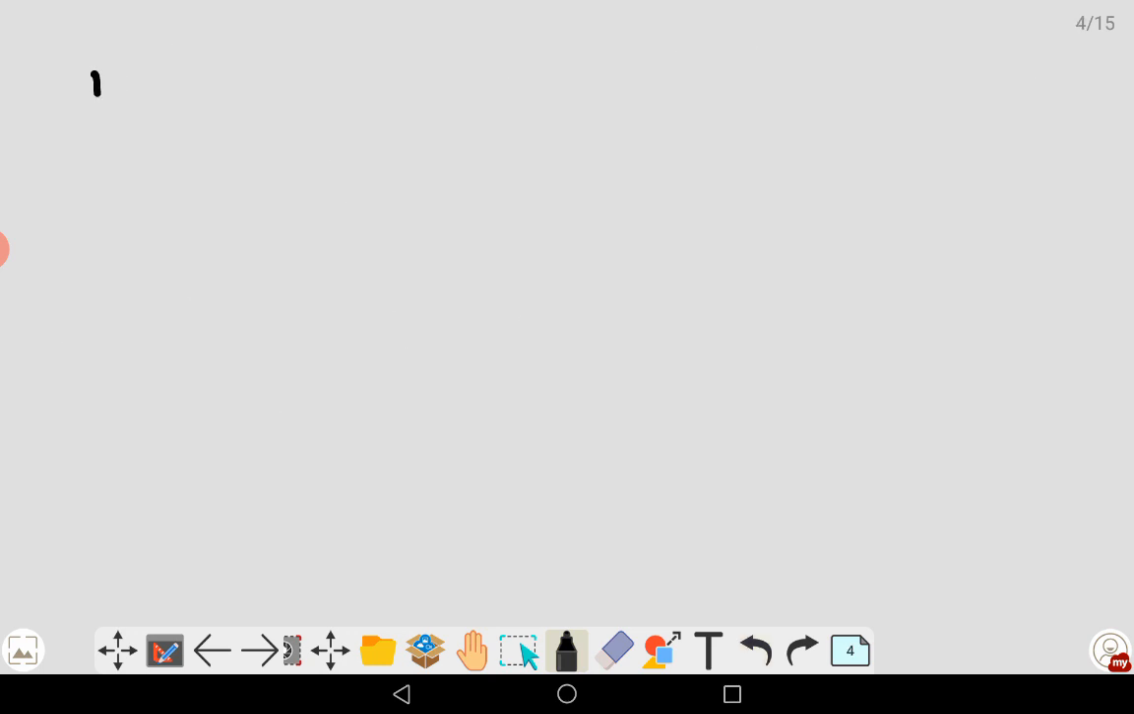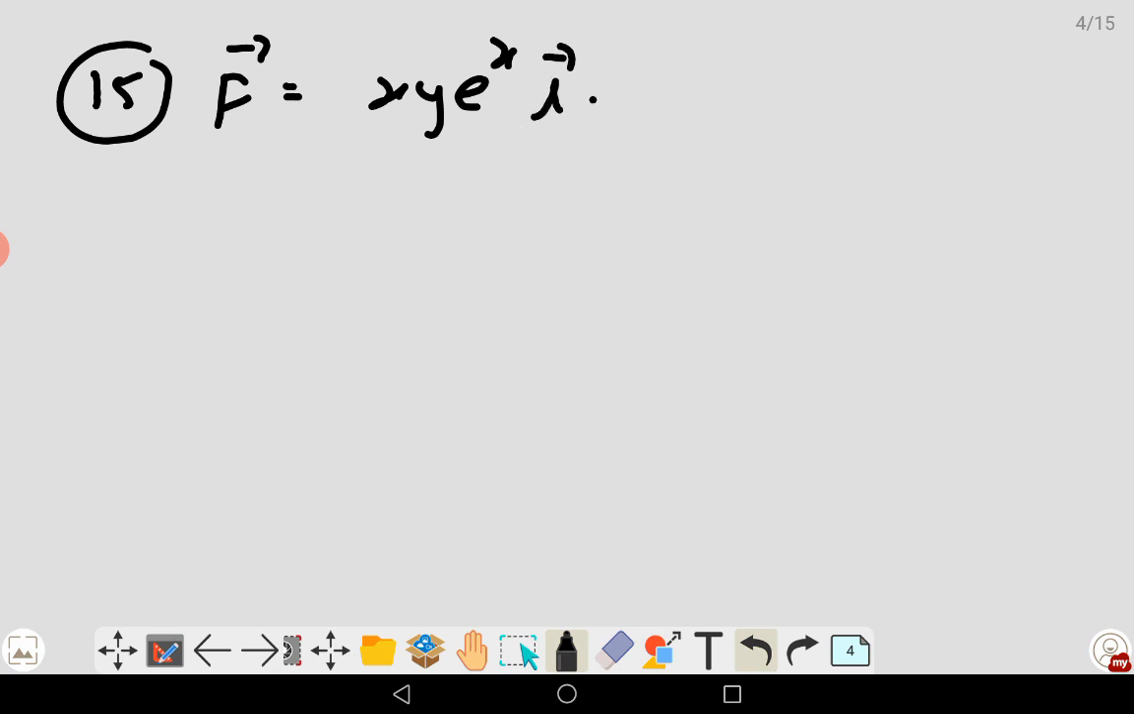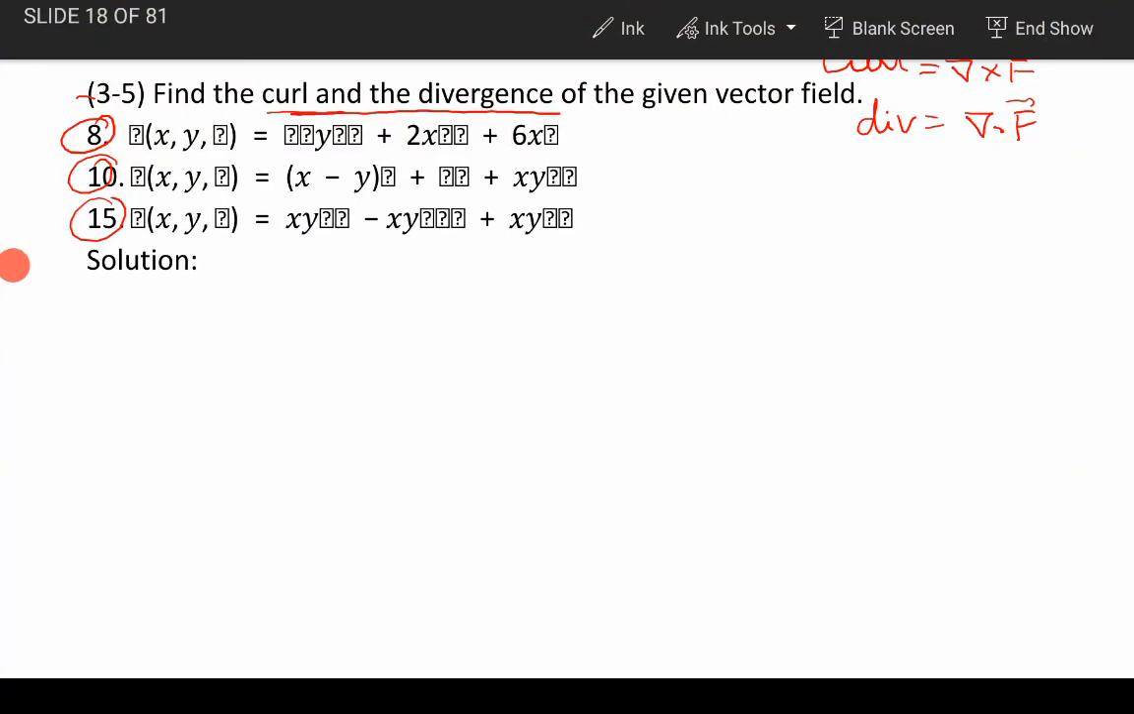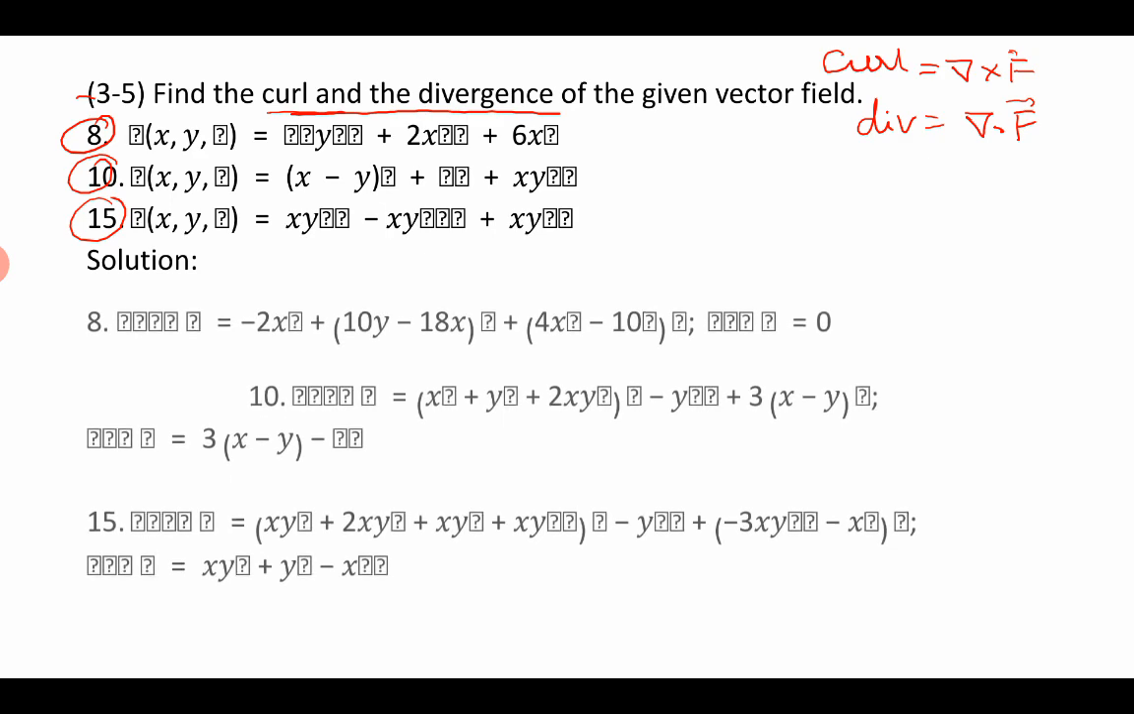Another function in the PowerPoint is problem number 13. F vector is xy e^x i minus x^3 y z e^z j plus x y^2 e^y k vector, right? The answer is on the PowerPoint for this. You can check. Okay, now I am going to the PowerPoints. The answer again may not be displaying here properly. Just download the PowerPoint, you can check.